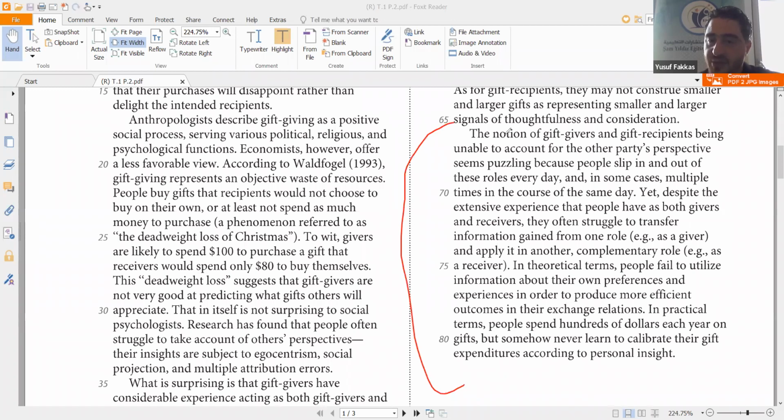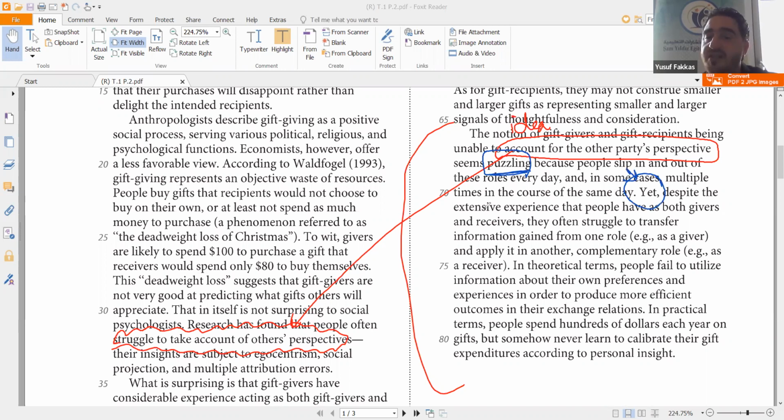And now we go to the last paragraph. The idea of gift givers and gift recipients being unable to account for the other party's perspective. Again, that's what we mentioned before, that all of this is happening because givers struggle to take account of others' perspectives. Now, that seems puzzling, surprising, confusing. Why is this happening? Because people slip in and out of those roles every day, and in some cases, multiple times in the course of the same day. So they must be experienced about that.